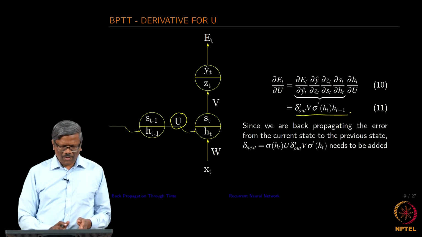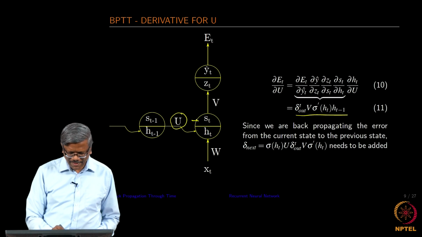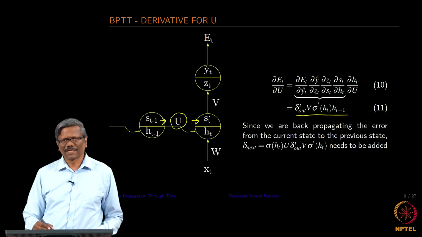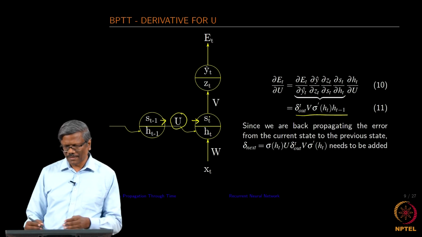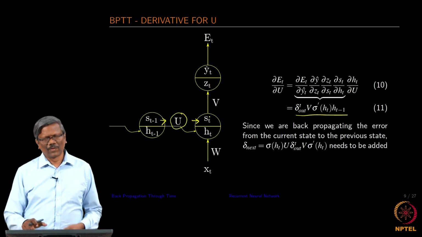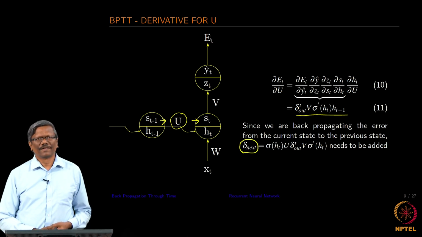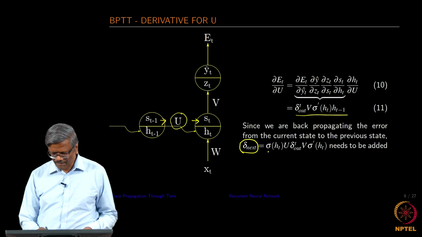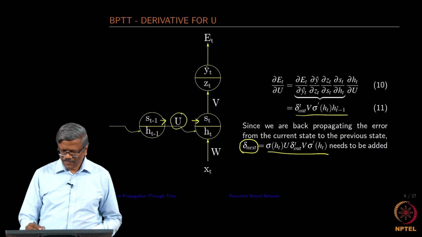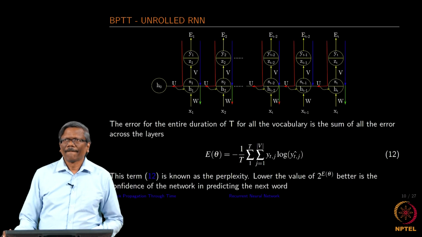When you are doing the back propagation, you will notice that this particular state depends on the previous state, right. So, there is some contribution that is coming from the previous state. So, we need to make sure that the value of the previous state is also included in this particular computation. So, that is what I write here as delta next. Okay. This value will turn out to be this, and this needs to be added to ∂E_t/∂U. Okay. All right.